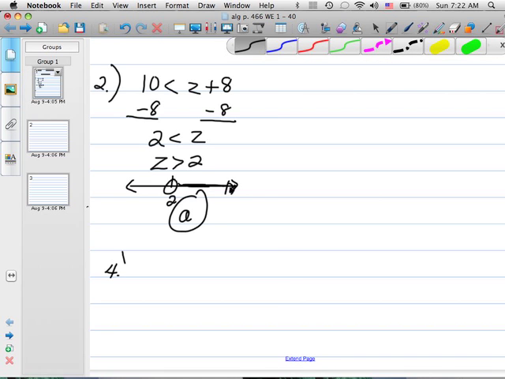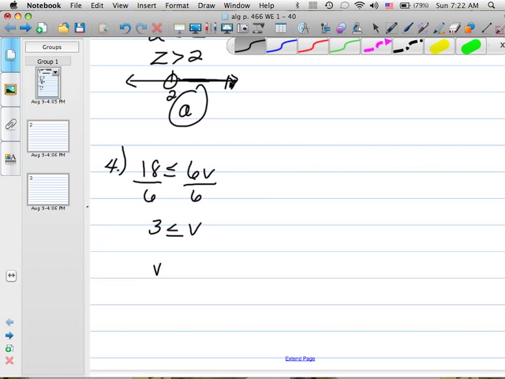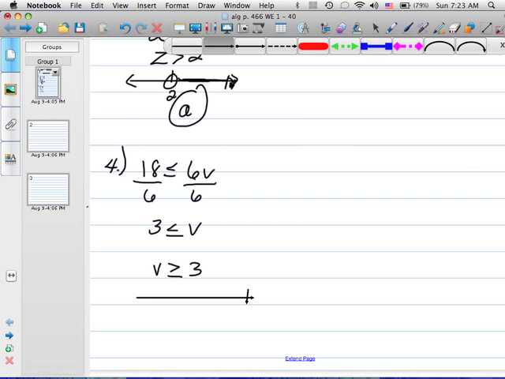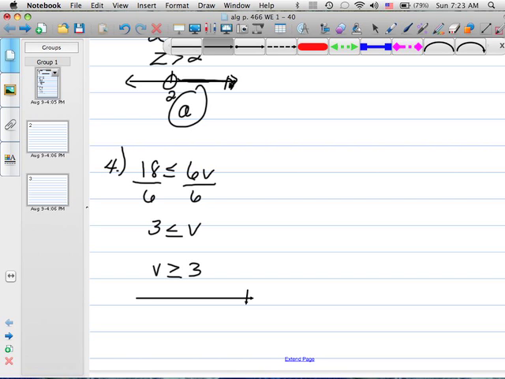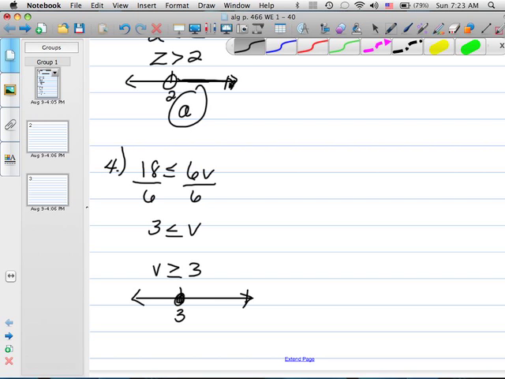Problem number 4. We have 18 is less than or equal to 6v. Solving for v, divide both sides by 6. We get 3 is less than or equal to v. I'm going to turn that around. If 3 is less than or equal to v, then v is greater than or equal to 3. So I'm looking for a graph with a closed circle at 3. Shaded to the right. And that would be letter H.